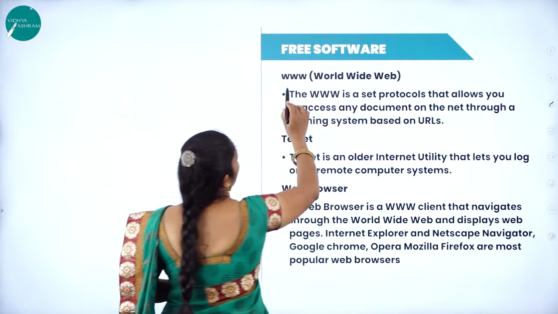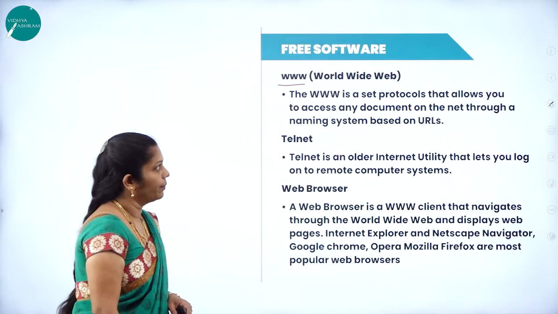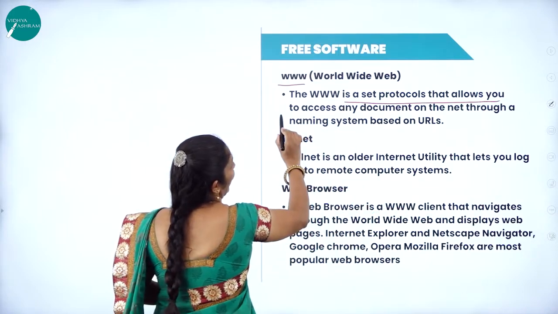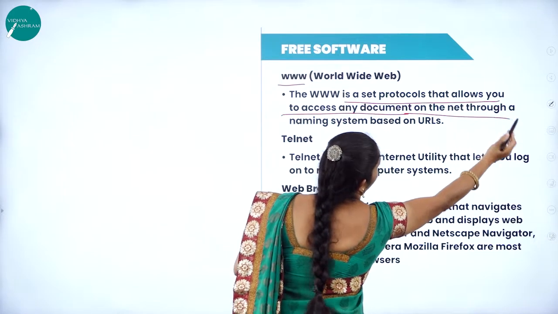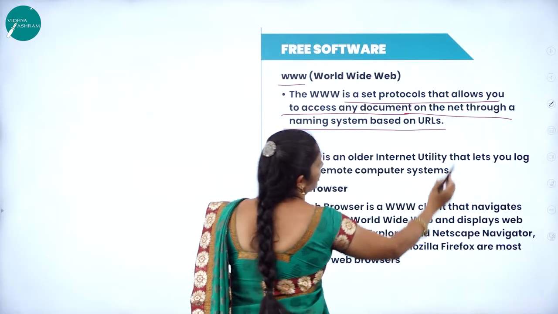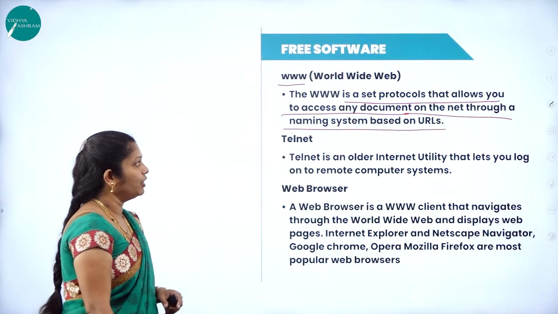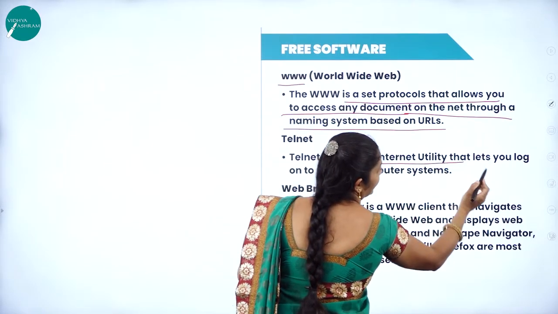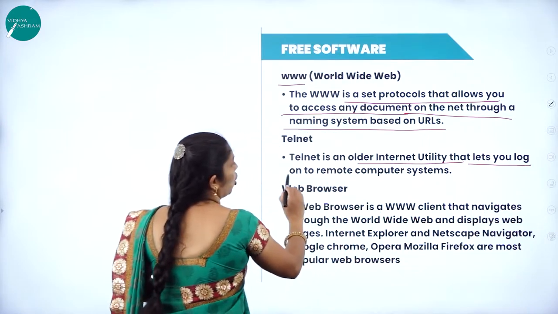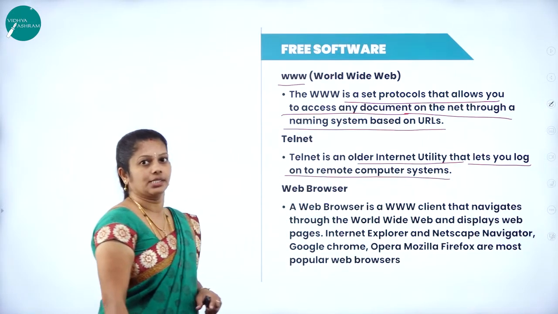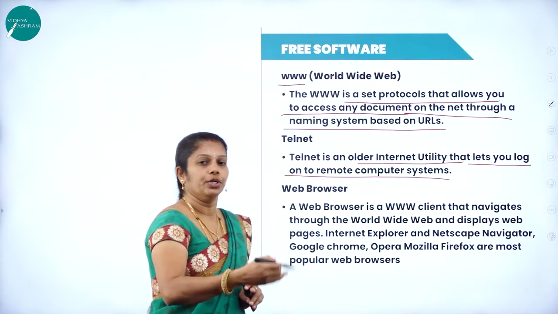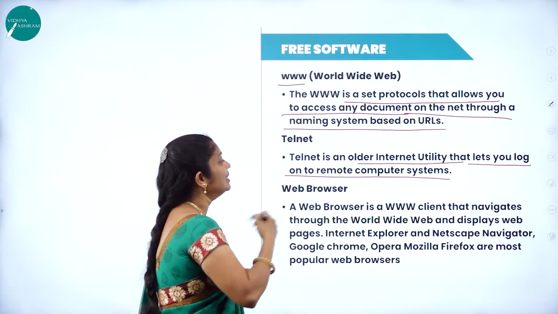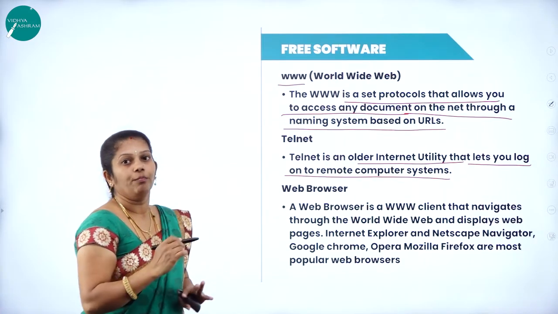Next, we'll move on to WWW, that is World Wide Web. World Wide Web is a set of protocols that allows you to access any documents on the net through a naming system based on URLs. And when you come to the next one, Telnet. Telnet is an older internet utility that lets you log on to a remote computer system. From one computer to another computer, we can log on and access the contents of the other computer. That is Telnet. And the next one, web browser.